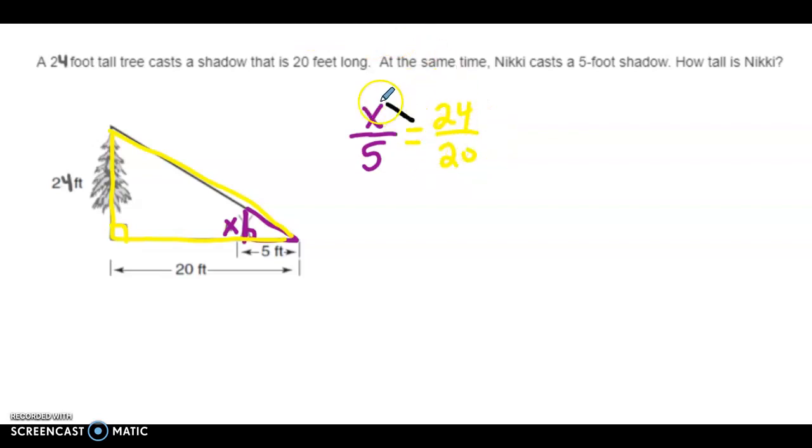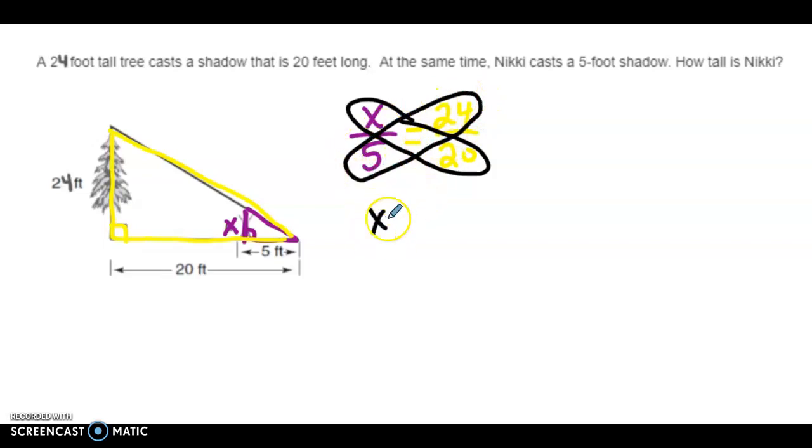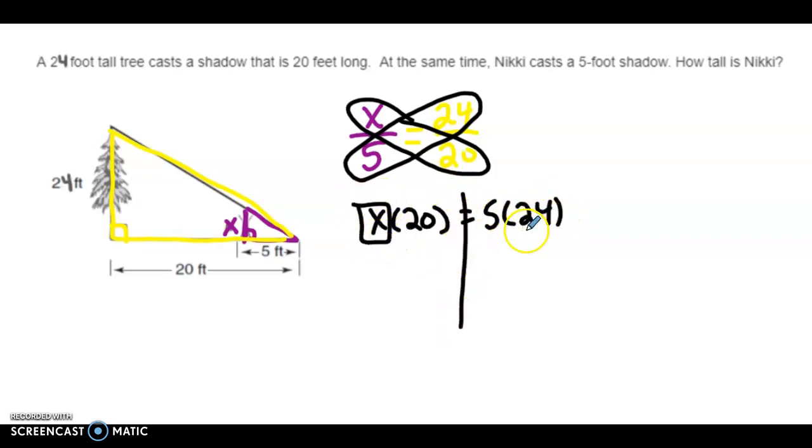So let me go ahead and cross multiply. X times 20 equals 5 times 24. Draw your line, box off your X. 5 times 24, you would want to use your calculator on. That's 120. And then X times 20, we're just going to bring that straight down.